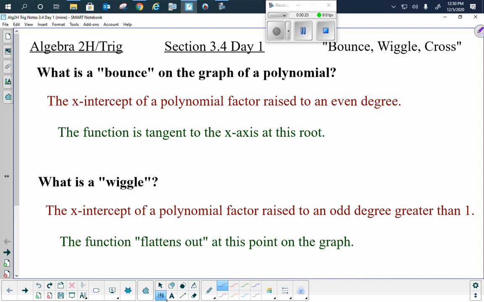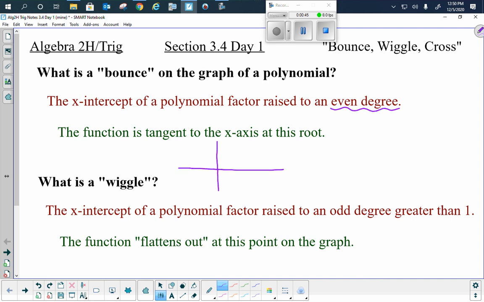So a bounce in a graph, what is that? That's when the x-intercept of a polynomial factor is raised to an even degree or an even power. What happens is the function is tangent to the x-axis at this root. I like to describe it with two pictures. Here's what we're talking about.